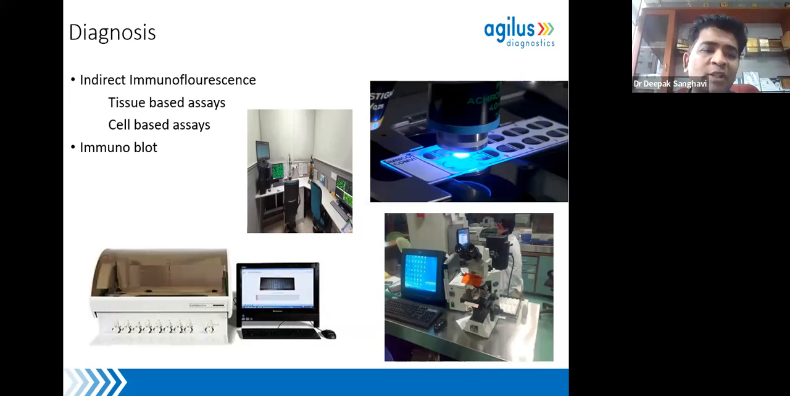And the second commonly used method is the immunoblot method, where many antigens are coated on the blot, and you'll be able to diagnose many antibodies from the immunoblot. As you can see in the picture, this is the automated instrument for blot on the lower side, and this is the auto blot. It's also called a Euroblot instrument. And here we have an immunofluorescence microscope, and this is the immunofluorescence slide on which you are actually seeing the fluorescence.